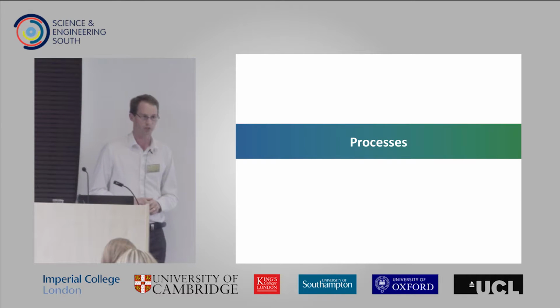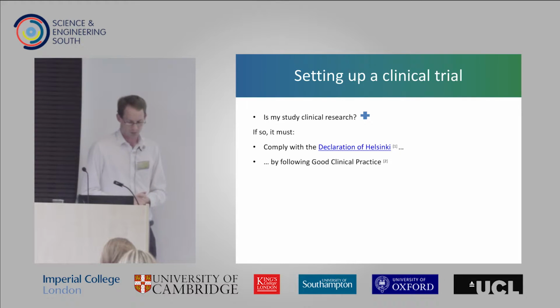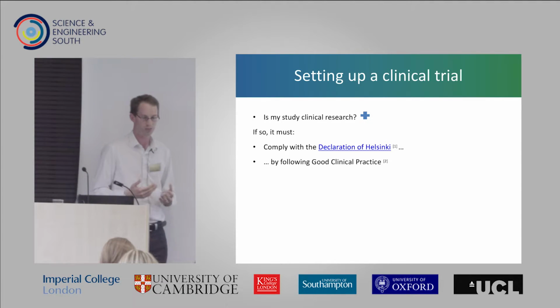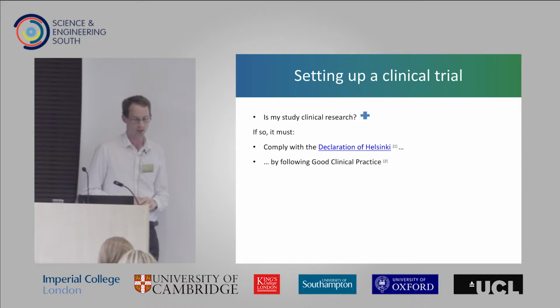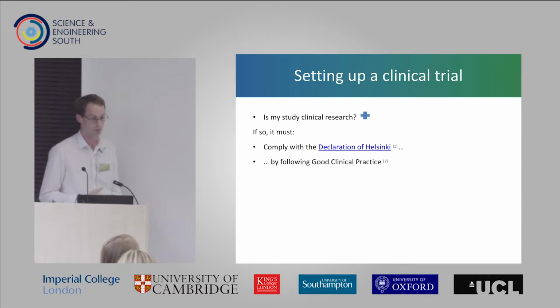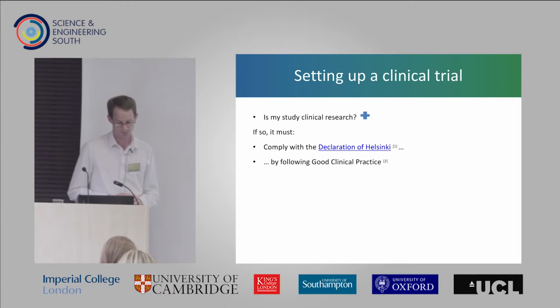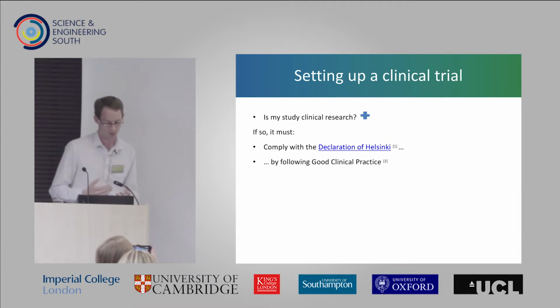So firstly, the processes of sharing clinical data. To start at the beginning, when you're setting up a study, firstly, you need to determine whether or not this is clinical research. Throughout this presentation, where there's a plus symbol, that's an additional resource which is on the electronic slides which you can go to. Once you've decided whether or not it is clinical research, if it is, then you must comply with what's called the Declaration of Helsinki, which is a set of ethical and scientific principles to ensure that the study is conducted well. And you can follow these by following the practical implementation of these guidelines in good clinical practice.